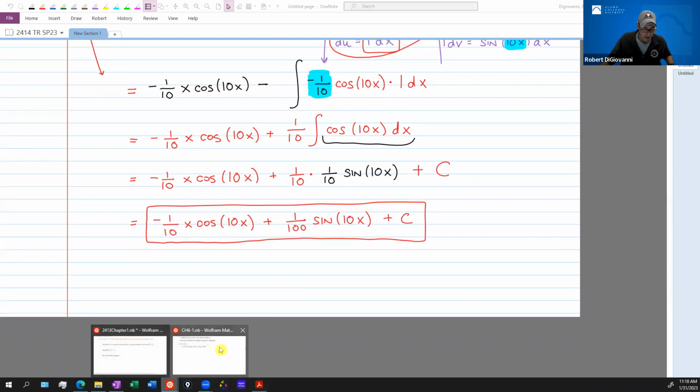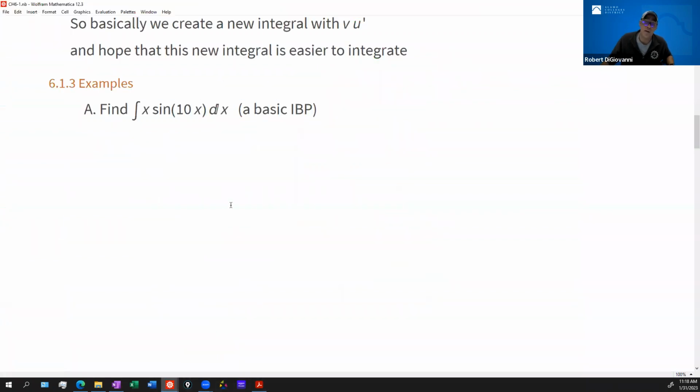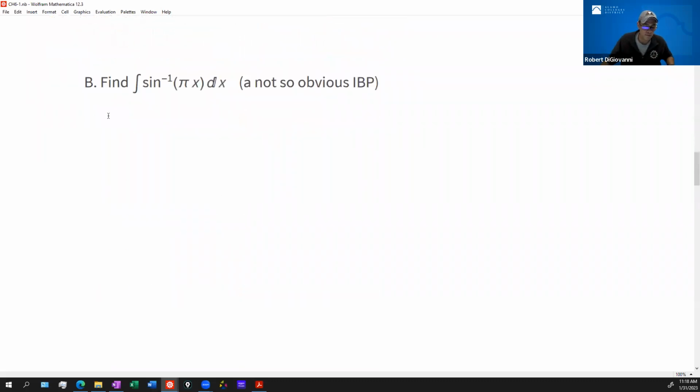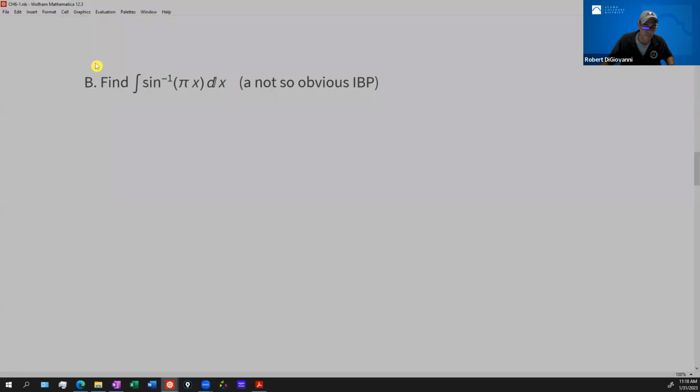Okay, next one. All right, that is what I would consider to be a basic integration by parts problem. There wasn't anything special about that. We picked our u, our dv, we did the table, we plugged things in, got a new integral, no big deal. Okay. Now here's one that I'm calling a not so obvious integration by parts.